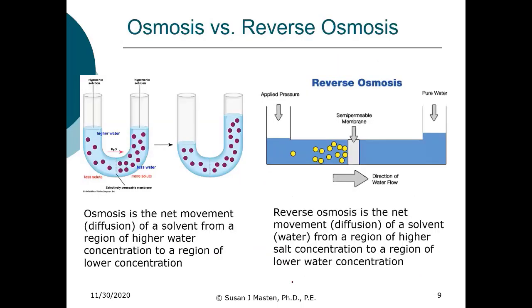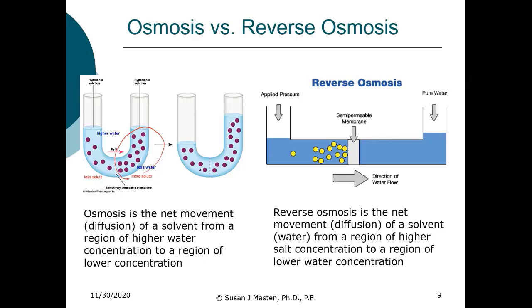Now, when we talk about reverse osmosis, the way osmosis works is that it's the net movement by diffusion of a solvent from a region of higher water concentration to a region of lower water concentration. So you can see here, we have a higher concentration of, let's just say, sodium chloride. And then we have a lower concentration on the other side of the membrane. You saw that with the molasses experiment, except in that case, it would be sugar.